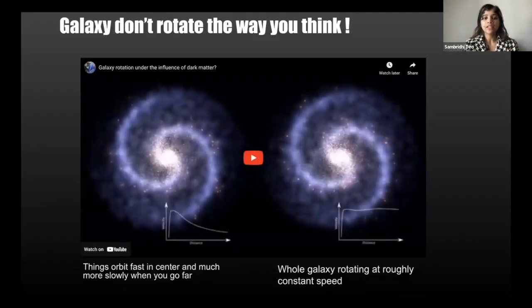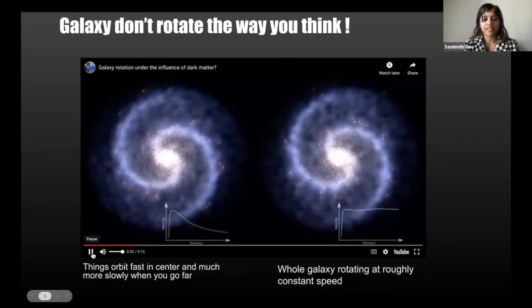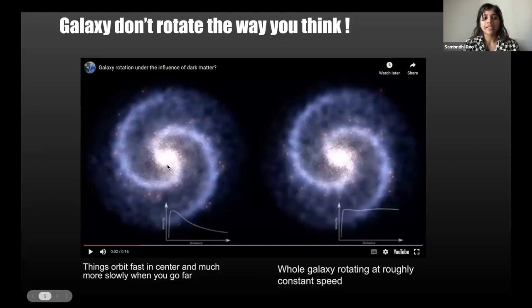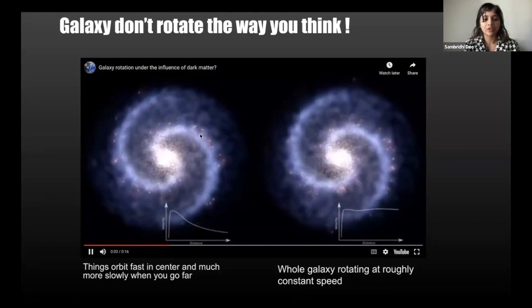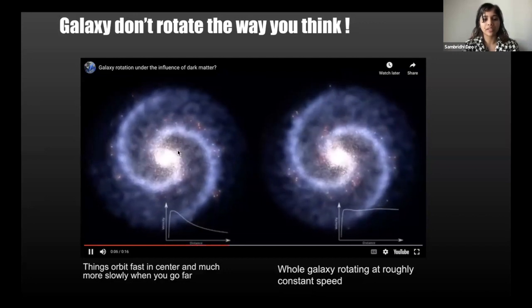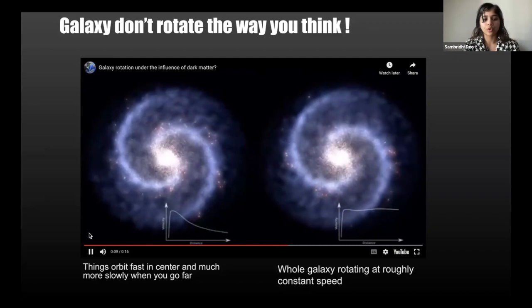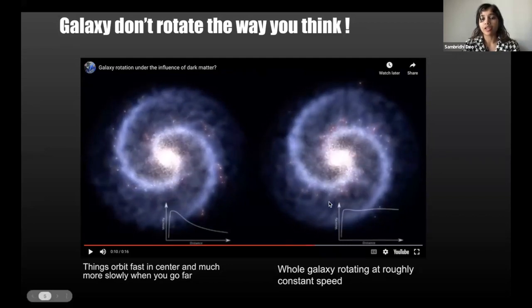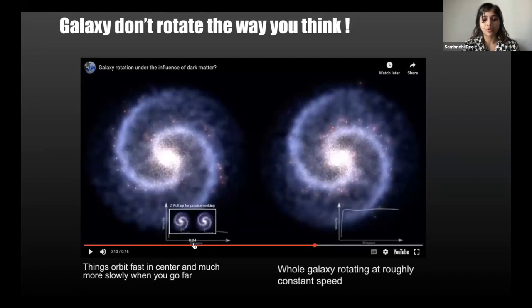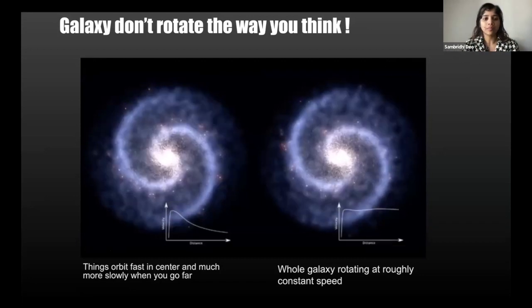And yeah, so breaking the fact, galaxies do not rotate the way we think. As we can see in this first video, things seem to orbit faster in the center, whereas much more slowly when you go far. However, the whole galaxy is actually rotating at roughly constant speed. We can see here in the graphs, which plot velocity against distance, that the velocity is almost constant as we move further from the center.